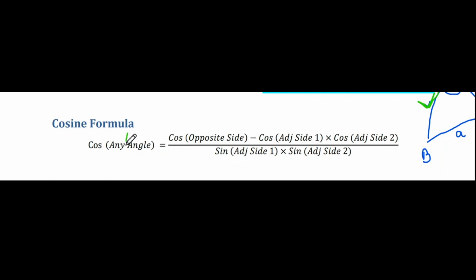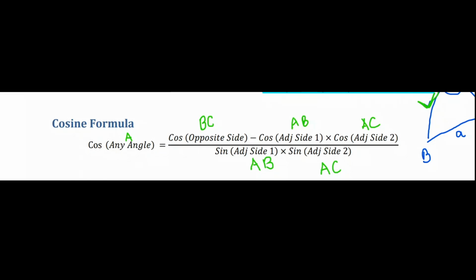If you put it here, it will be cos of angle A is equal to cos of the opposite side, which in this case would be BC, minus cos of adjacent side 1, which would be AB, times cos of adjacent side 2, which would be AC. And in the denominator also, adjacent side 1 would be AB and adjacent side 2 would be AC. Is the application correct, beta? Correct, sir.